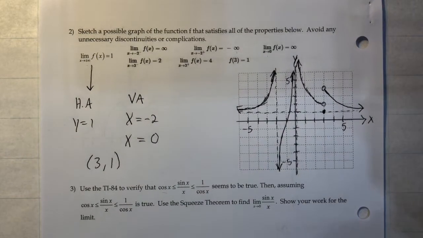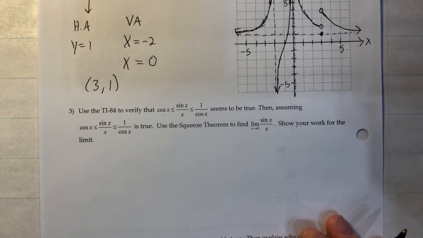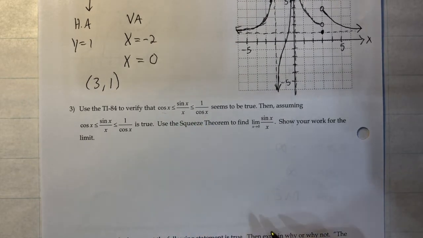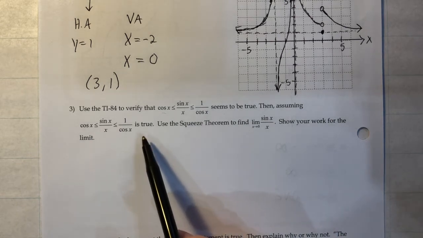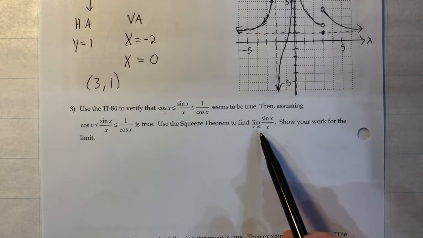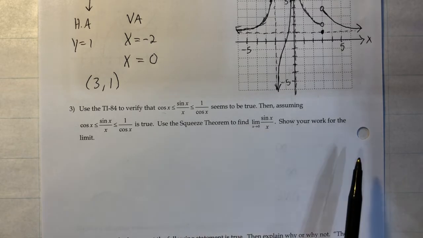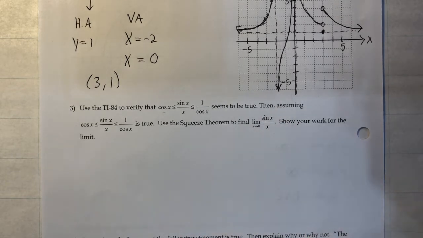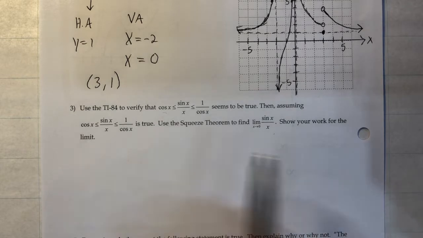All right, moving on to number 2. They want us to use the TI-84 to verify that this inequality seems to be true, and then, assuming that is true, use the squeeze theorem to find the value of the limit as x approaches 0 of sine x over x, which turns out to be a very important limit for us later on in the chapter, and they want us to show the work for the limit. So first let's go to the calculator part.